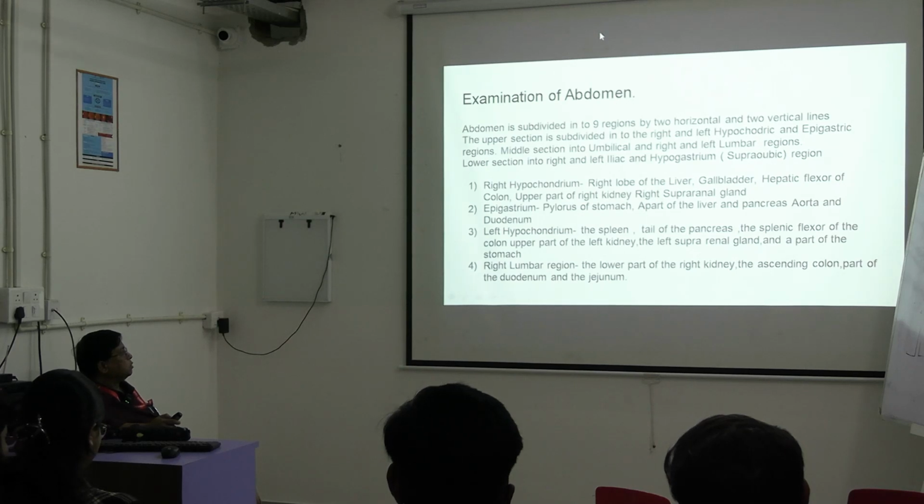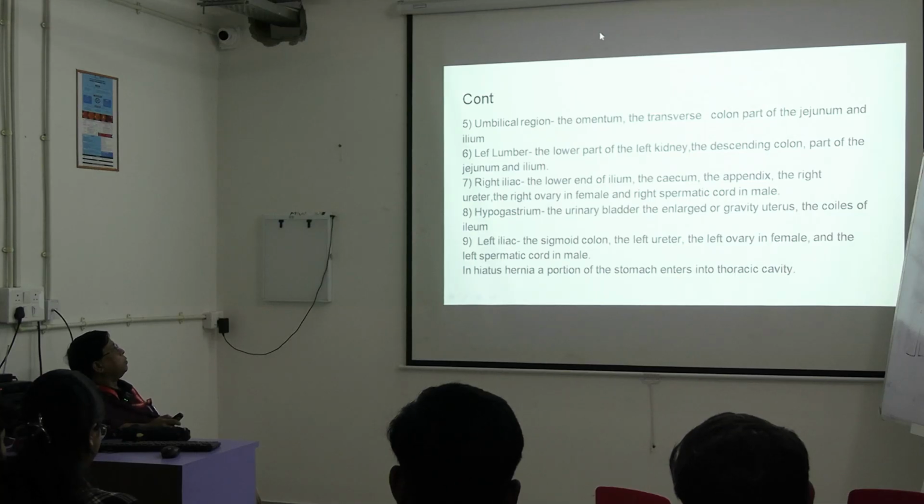Now the right lumbar region contains the right kidney, the ascending colon, and part of the duodenum and jejunum. These are the contents of the fourth compartment. The fifth compartment, the umbilical region, has as its main content the omentum, and it also contains the transverse colon and parts of the jejunum and ileum.